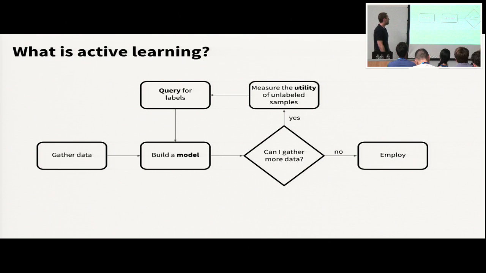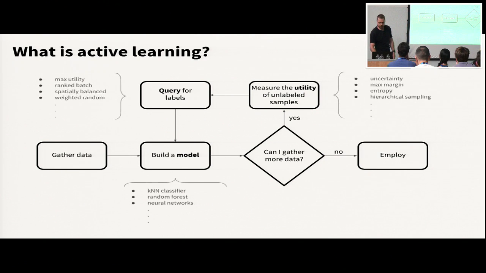From a bird's-eye view, in active learning you gather data and build a model, and if you have lots of unlabeled samples, you can measure the utility of each sample, decide which to ask about, and then query an oracle for labels. This in the middle is called an active learning loop. The problem is that you have dozens of methods for each of these steps. You can build any classifier. You have several methods for measuring the utility, which is basically measuring informativeness. And you have dozens of ways to select which sample you want to ask questions about.